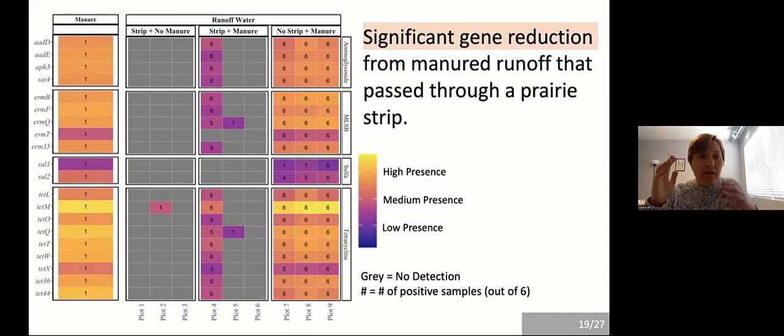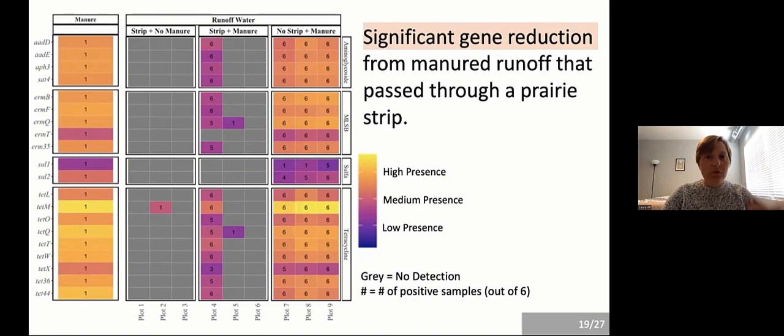So when compared by treatment, all of the genes quantified within the runoff water followed the same trend, with the no strip plus manure containing the highest relative abundance, followed by the strip plus manure, and finally the strip plus no manure. And so in short, every gene within our suite was significantly reduced from the manured runoff water that had first passed through a prairie strip.